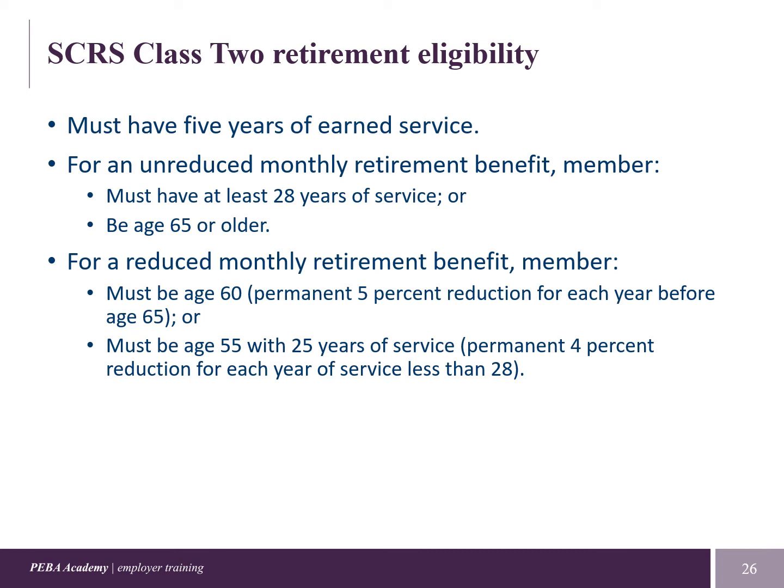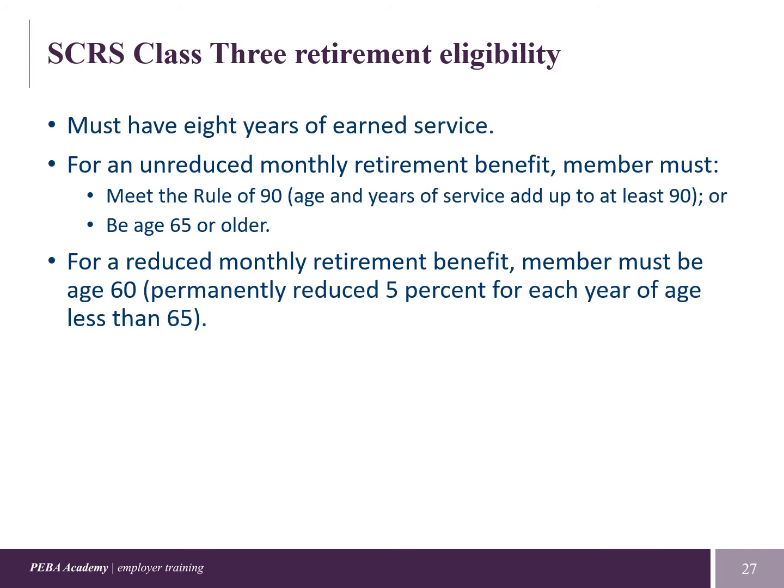If the member is at least 60 years old, they may retire. The benefit will be reduced by 5% for each year retirement precedes their 65th birthday. Another early retirement option is for members age 55 or older with at least 25 years of service. In this scenario, the benefit would be reduced by 4% for each year of service less than 28. Early retirement benefit reductions are permanent.